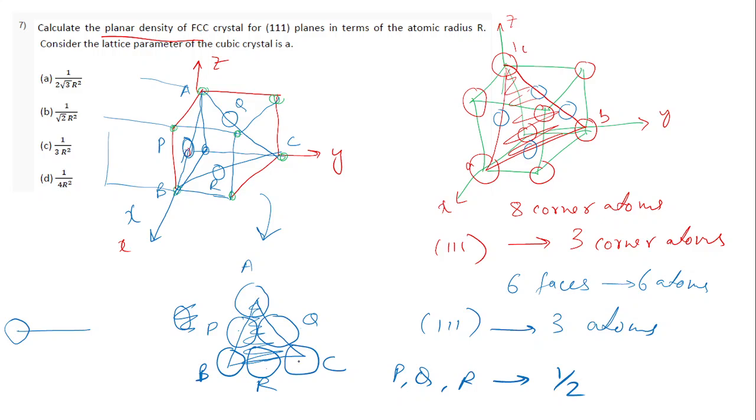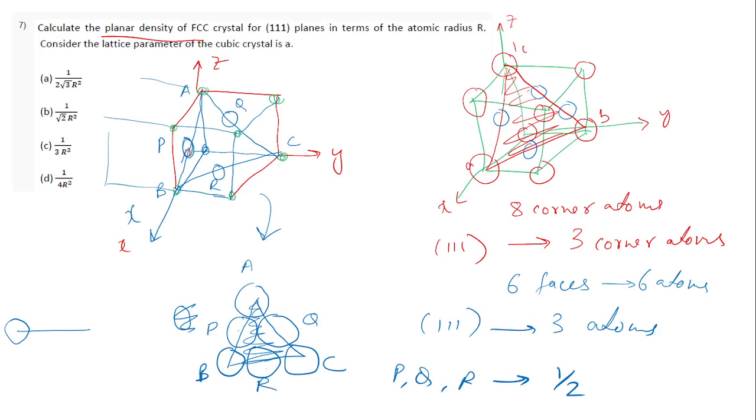What about the corner atoms? How much are they contributing? We can see it's very much less than half. So how to know that? So what I'm saying is we have 3 at the corners, right? And 3 on the face, and this is 111 plane.